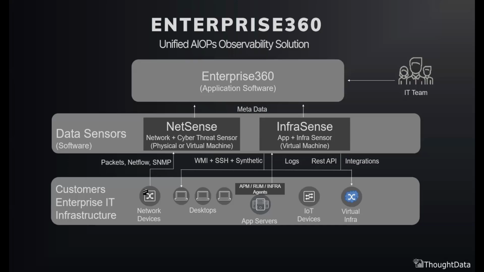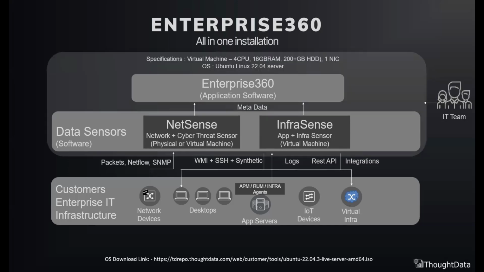Before you begin the installation, we need to look at the specifications you need. You need at the minimum a virtual machine, and the specifications required for the virtual machine are 4 CPU, 16 GB RAM, and a minimum of around 200 plus GB hard drive. We recommend SSD based hard drive systems, but it's not mandatory. You also need one virtual NIC on the virtual machine as well.